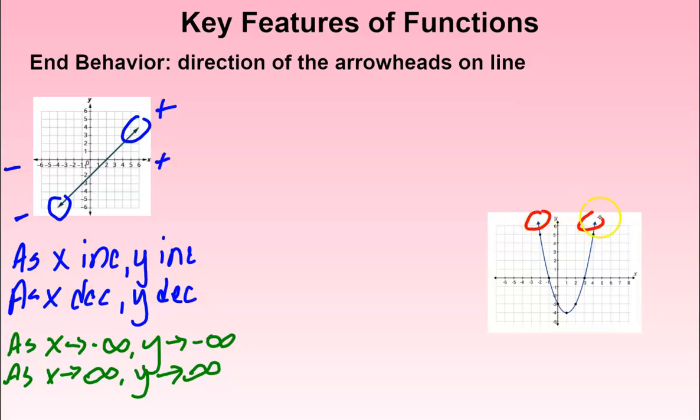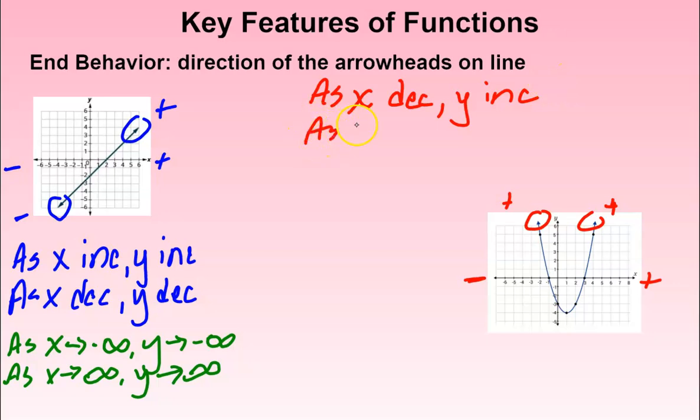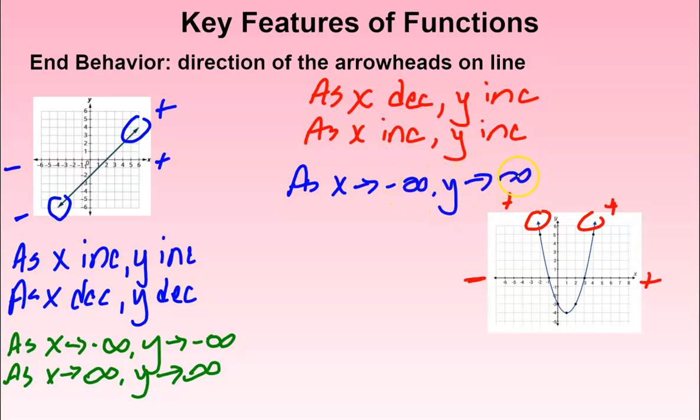Next one over here, you'll notice that my arrowheads are both pointing up. So here, if x is increasing, my y increases. And as my x decreases, my y increases. So we could write it as: as x decreases, y increases, and as x increases, y increases. Or you can use the positive and negative infinity, which would mean as x approaches negative infinity, y approaches positive infinity, and as x approaches positive infinity, y approaches positive infinity.